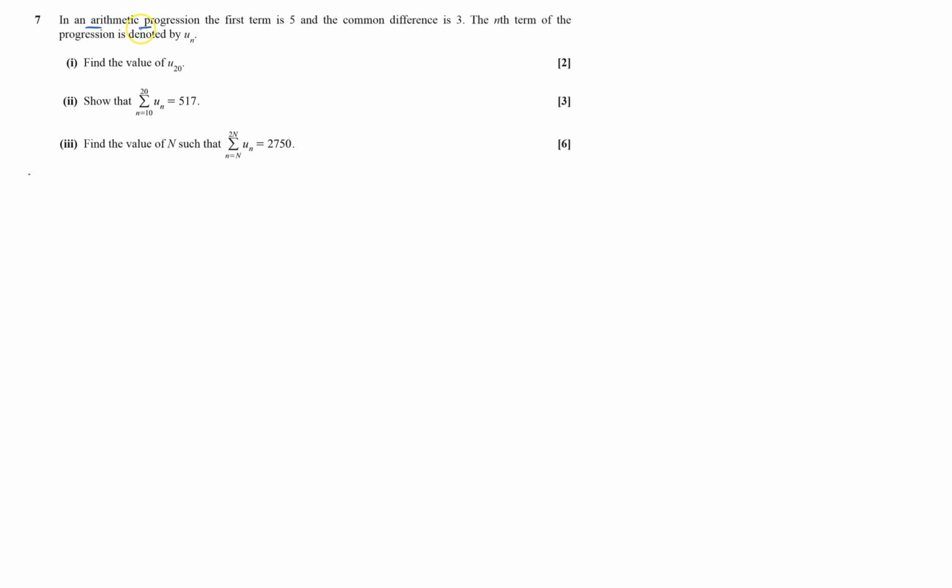Okay, so we've got an AP. First term is 5, common difference is 3, the nth term is u_n. Find the value of u_20.